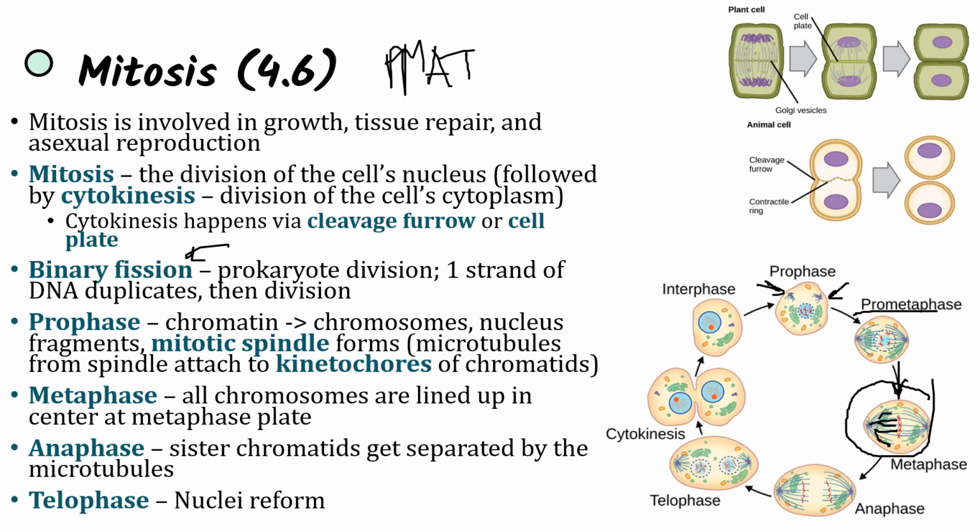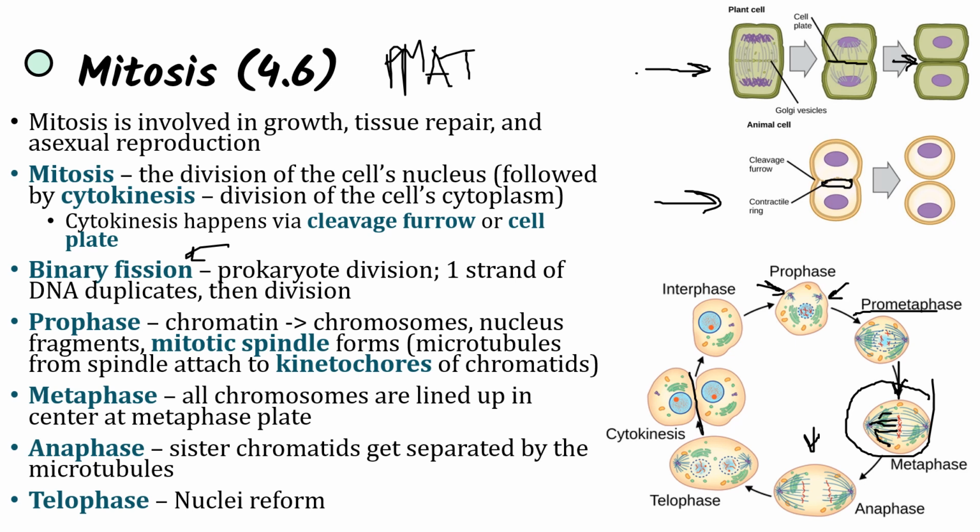And then when we get into anaphase, these sister chromatids are going to be separated by the microtubules, and the microtubules are going to start pulling them to opposite sides of the cell. And then lastly, in telophase, these nuclei are going to reform, and then in cytokinesis, we have the division of these two cells, which happens in animal cells through a cleavage furrow, which kind of pinches at the center until the cell splits. And in a plant cell, because there's a cell wall and there needs to be a formation of a new cell wall for each of these quote-unquote daughter cells, there's a cell plate that forms that then becomes the new cell wall.